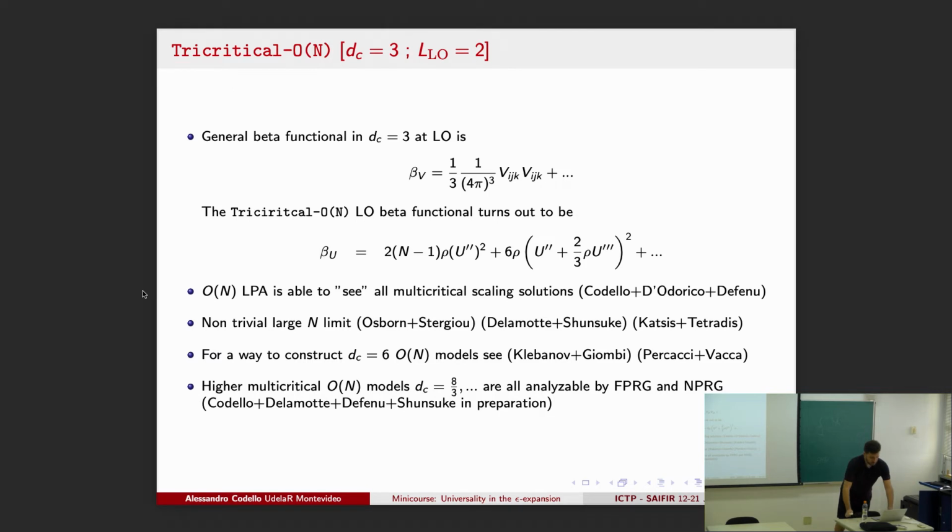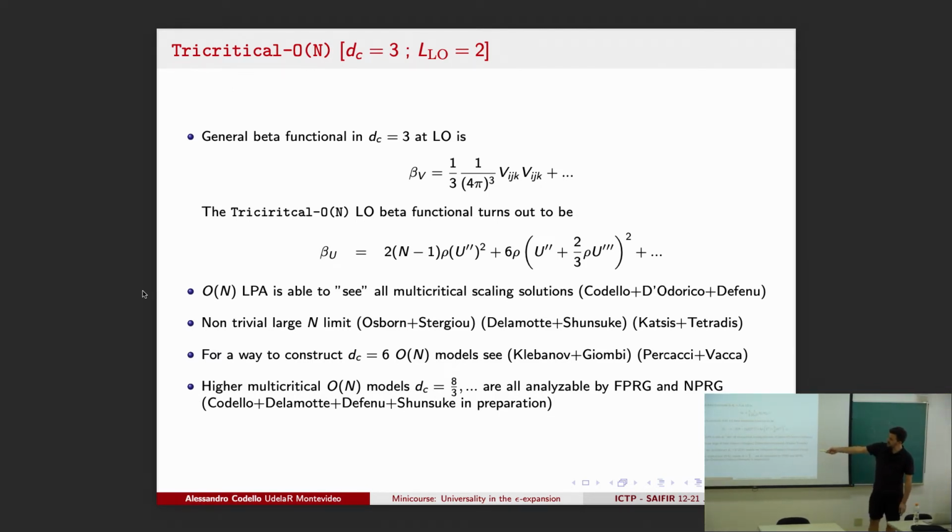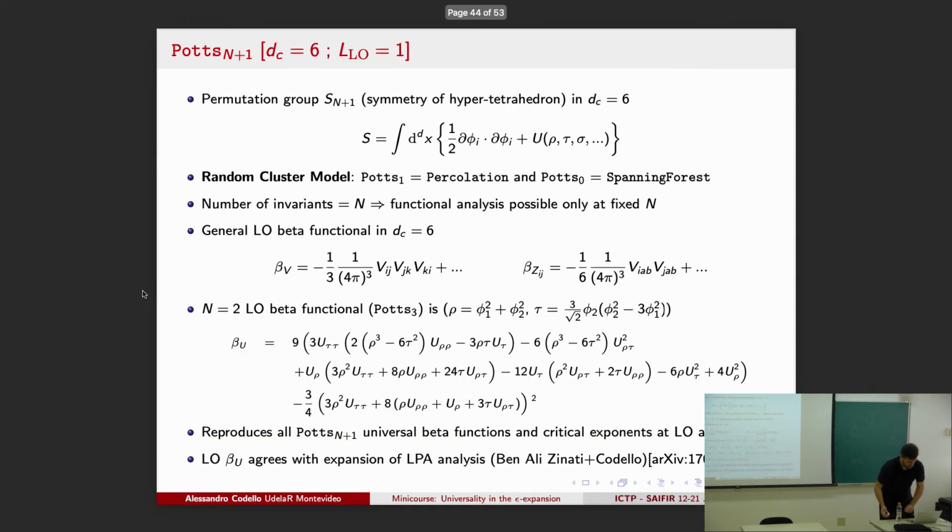And then what I want to show you next week is this part here, where the higher multicriticality can be computed and then seen also with a non-perturbative RG. Okay. So today will not be so long. Now you can really say, okay, give me a symmetry, let's play the game.